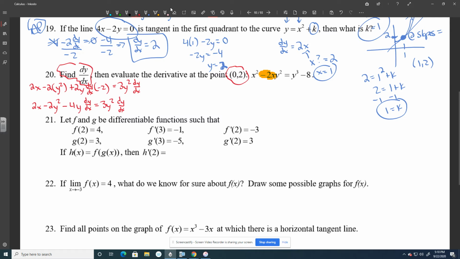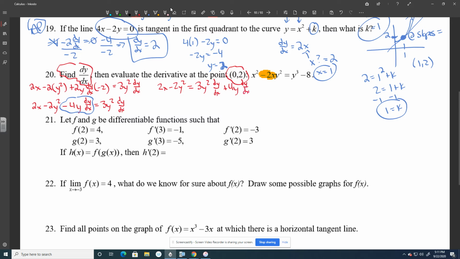So let's go ahead, and even though it's going to be messy, let's solve this for dy/dx with the x's and the y's and all that other messy junk in there. So what I'm going to do is move this minus 4y dy/dx to the other side by adding 4y dy/dx. So I'm left on the left-hand side with 2x minus 2y squared, and that's going to equal 3y squared dy/dx. I know there's some of you that are just so annoyed that I'm not writing y prime right now, and I'm okay with that. Plus that 4y dy/dx.